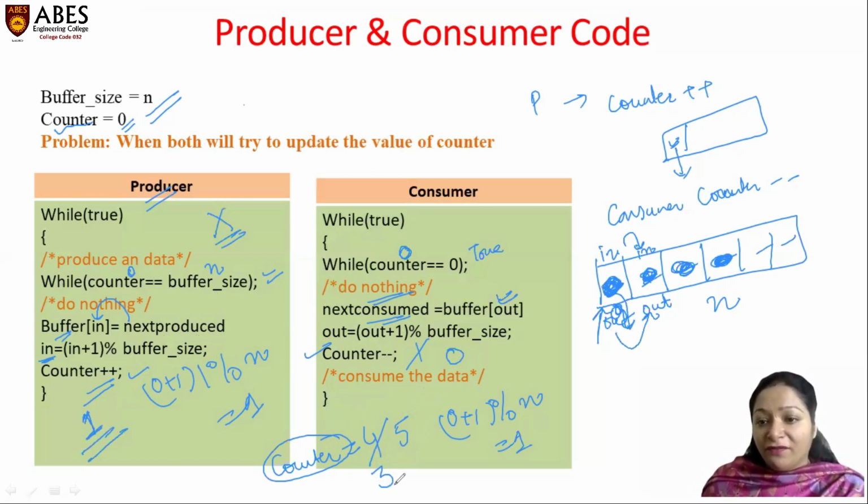So what will be the final value? 5, 3 or 4? The final value ideally should be 4, but it comes out as either 4, 5 or 3, which is wrong. So here we need to ensure that the counter variable is used in a mutually exclusive manner. When the producer is updating the counter value, the consumer should not use it. And when the consumer is updating the counter value, the producer should not access the counter variable. And this synchronization we will achieve using semaphores.